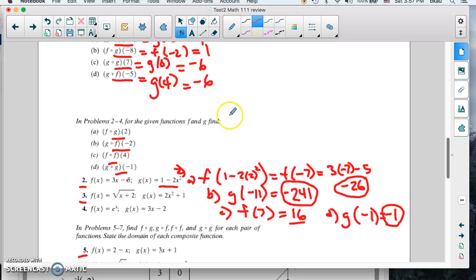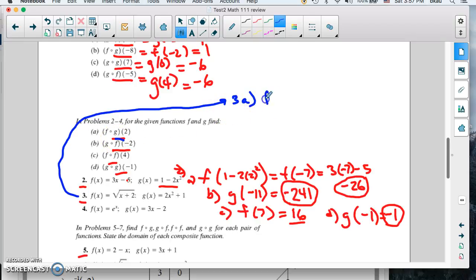Now 3, let's do that up here because I have more room. Do problem 3 right here using these functions. We're going to do 3a, g of 2. We put 2 in right here, so that's 4 times 2, which is 8. 8 plus 1 is 9, so we're going to then take 9 and plug it into f. So 9 plus 2 is 11. So this is going to be the square root of 11.